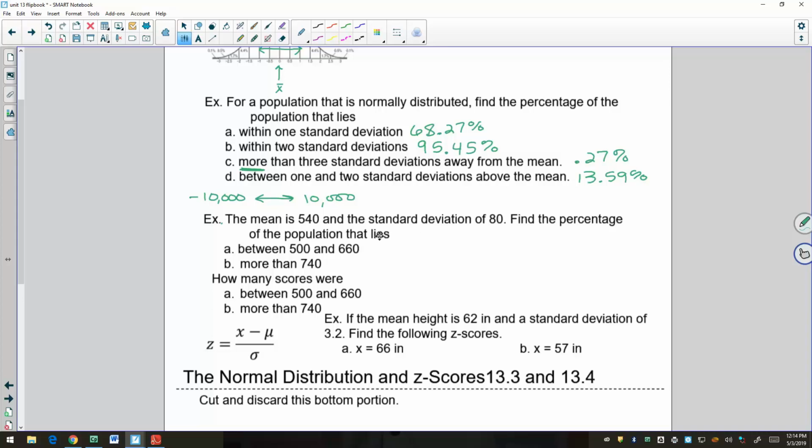Find the percentage of the population that lies in the following, and let's make a little note to ourselves. We were missing the beginning. The question should have said there were 424 juniors that took the SAT. The mean was 540, the standard deviation was 80. Find the following percentages.